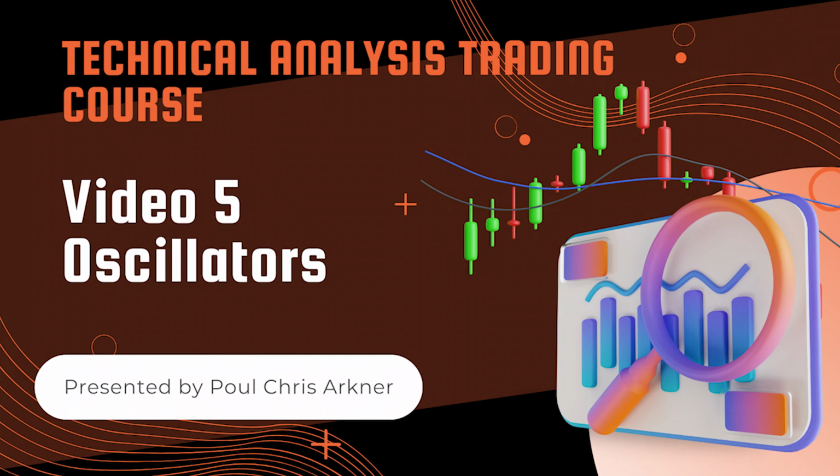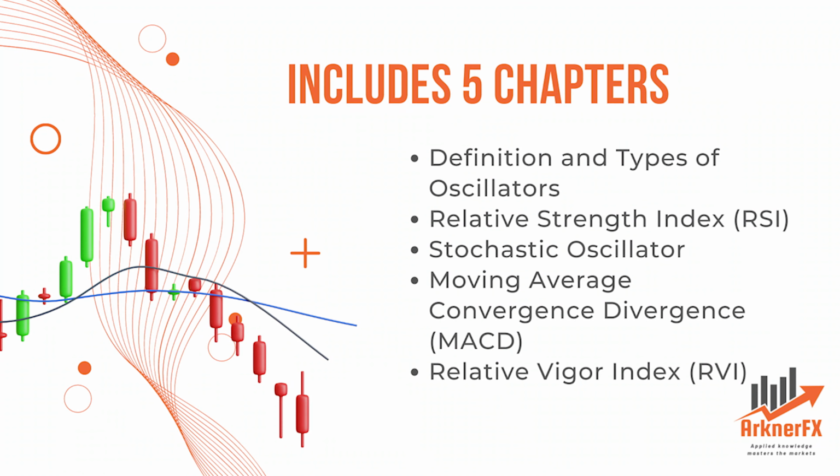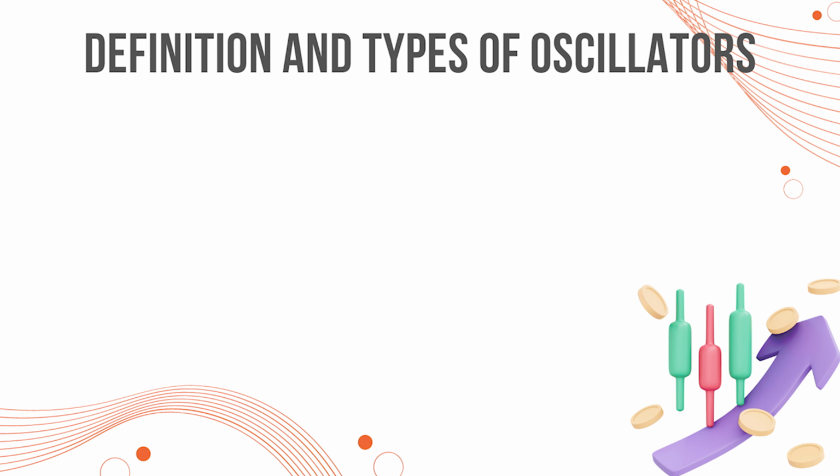Hey traders, and welcome to the 5th video in this trading course where we will be covering oscillators. This will include 5 different chapters: definition and types of oscillators, relative strength index, stochastic oscillator, moving average convergence divergence, and lastly the relative vigor index. So let's dive straight into the definition and types of oscillators.